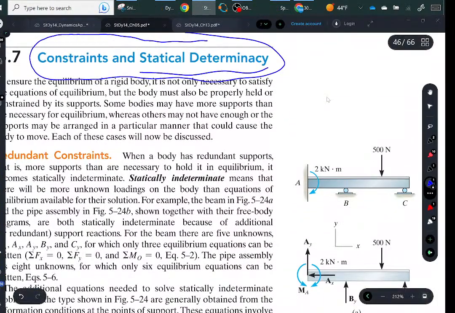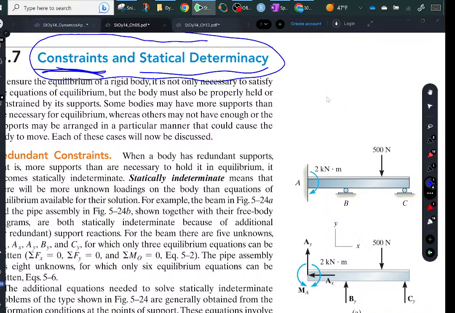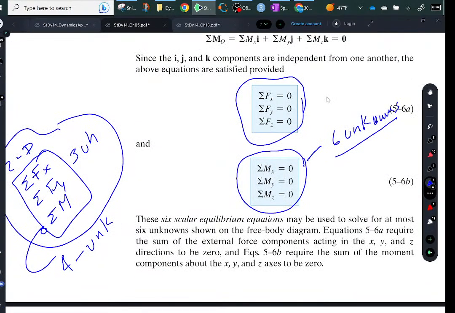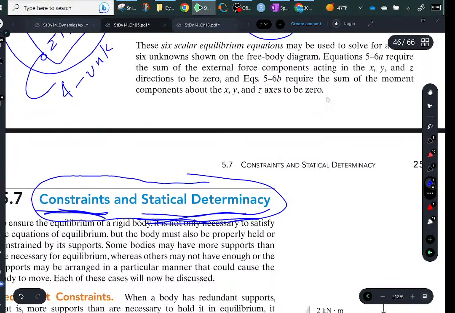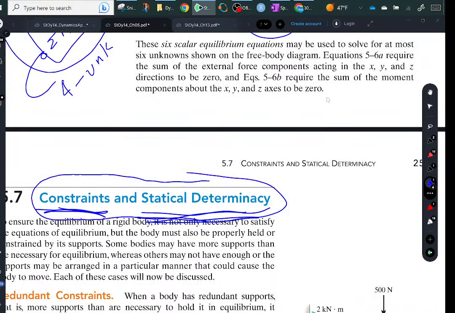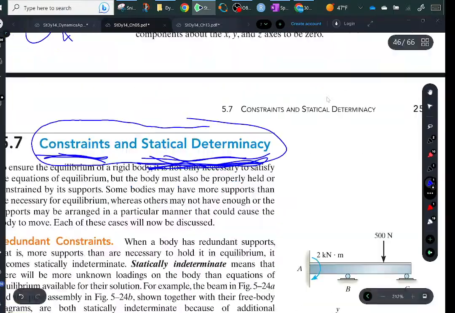So what is static determinacy? Constraints means, in a way, well, I'll just take static determinacy. You can determine it because in 2D you had 3 unknowns or less. In 3D you had 6 unknowns or less. If you had more, you can't determine. So that's statically determinate. What's usually talked about is statically indeterminate.